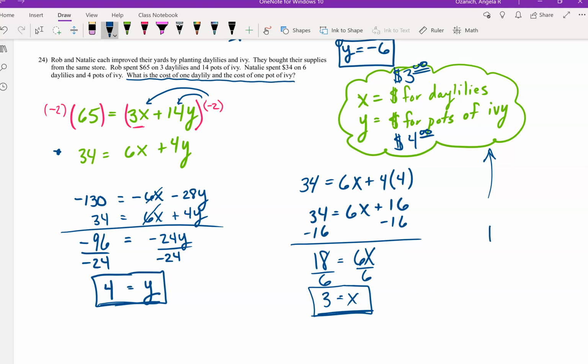All right, keep that in mind as we move forward with story problems and systems of equations. Well done, guys.